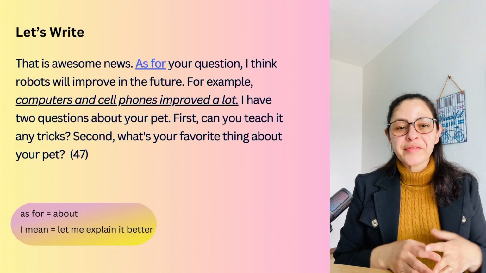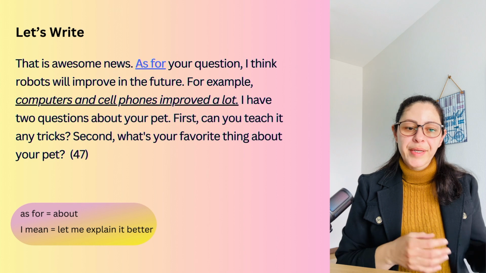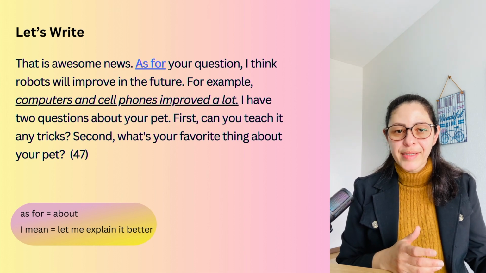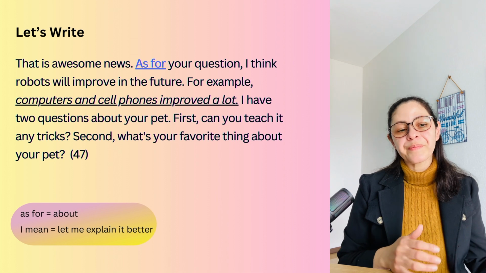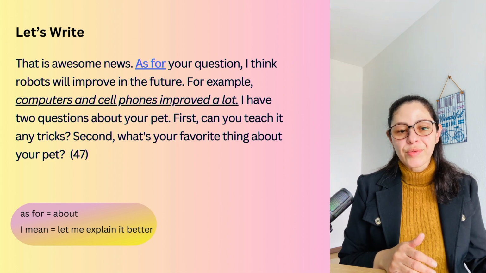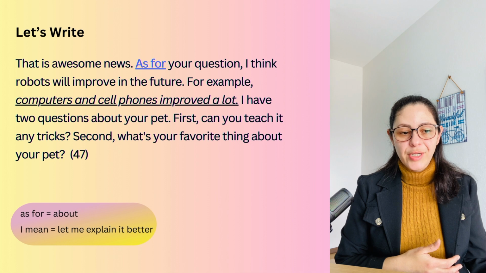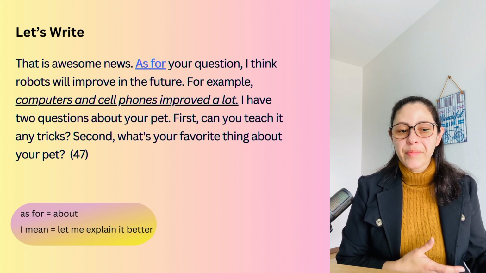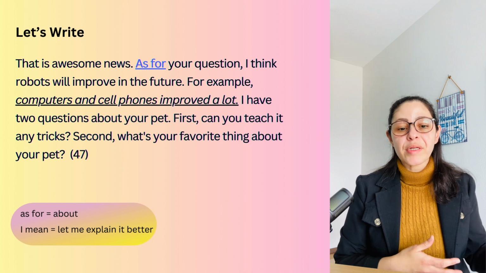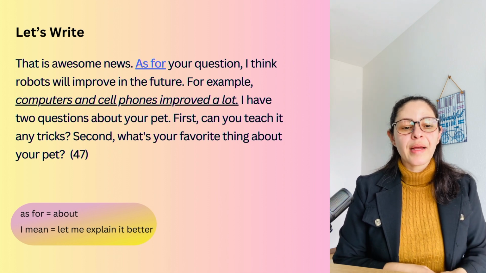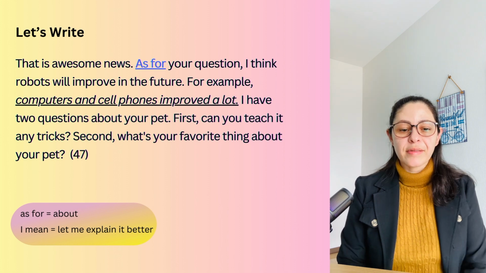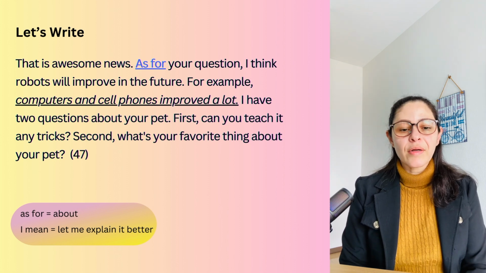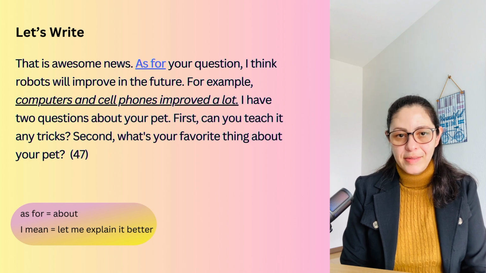On my final draft, I removed some words, okay? The first thing that I removed is I'm sorry about your batteries. So I just wrote, that is awesome news. As for your question, I think robots will improve in the future. For example, computers and cell phones improved a lot. I have two questions about your pet. First, can you teach it any tricks? Second, what's your favorite thing about your pet?